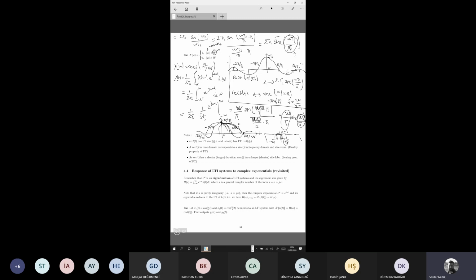Let me stop here. We will next continue with the response of LTI systems to complex exponentials. This was one of the basic motivations that we represent signals as complex exponentials. If you have an LTI system and a complex exponential, remember e to the power st is the eigenfunction of your LTI system, so you can find the input-output relationship easily.